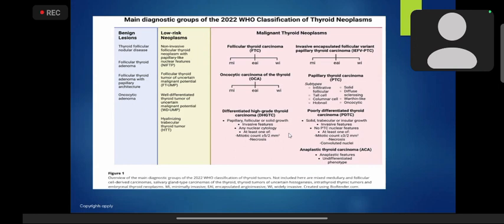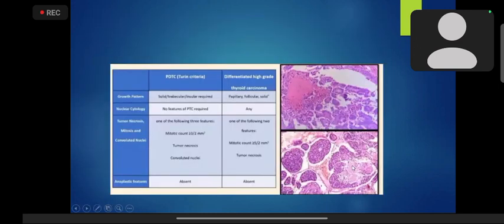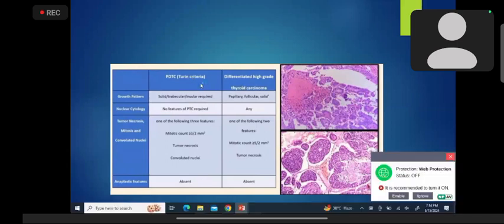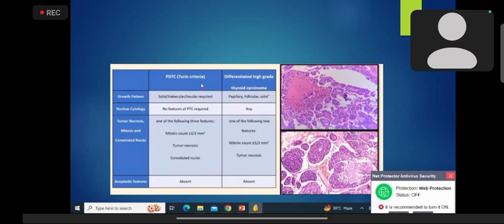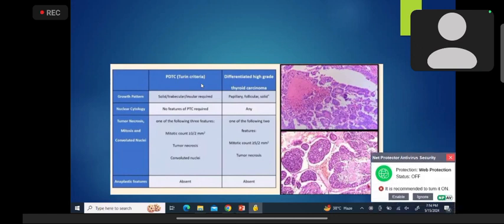And lastly, anaplastic thyroid cancer, but in this high-grade entity there should be no anaplastic features in pathology. So this is the criteria which WHO 2022 follows. They divided this high grade into two, poorly differentiated and high grade. The Turin criteria are used for saying what is poorly differentiated thyroid cancer. What are the Turin criteria?